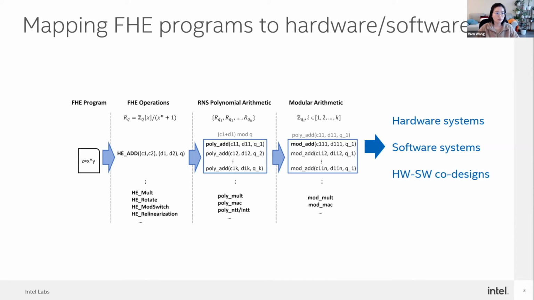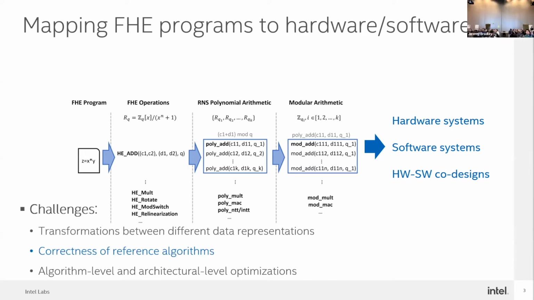For example, you want to convert it with the residue number system and use this new data representation. At this level, you have to handle polynomial arithmetic. Further, you can implement polynomial arithmetic through modular arithmetic. And in the end, you can start mapping it to a system. So this flow naturally brings challenges. What are these challenges?